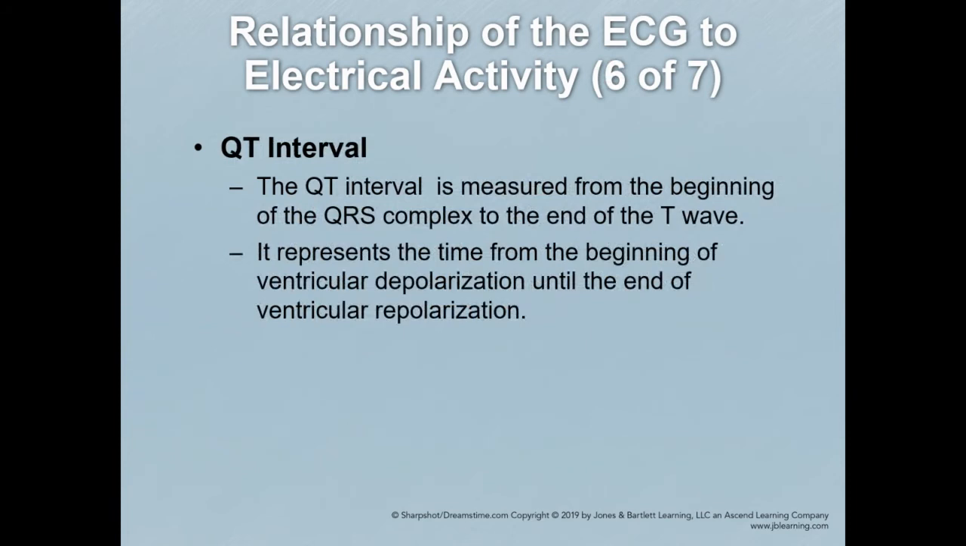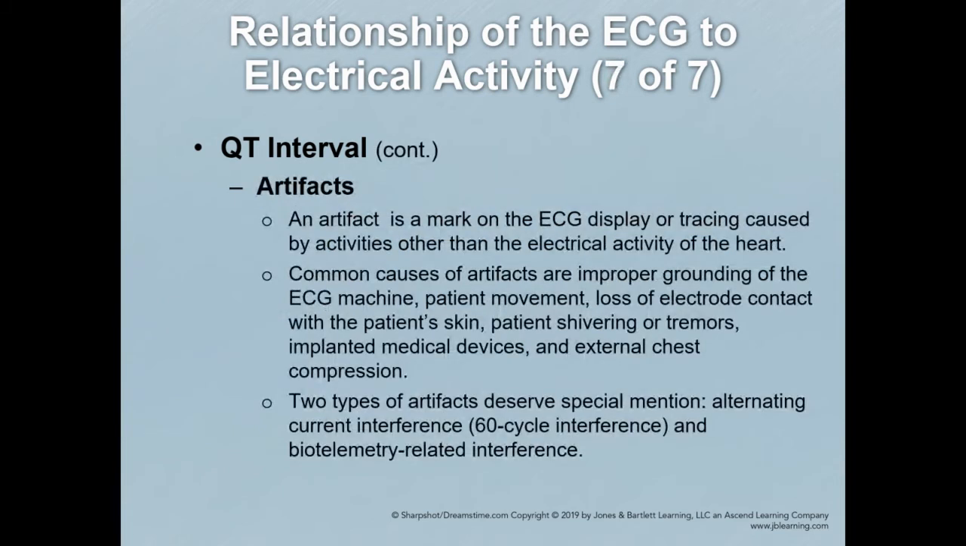And then we have the QT interval, and the QT interval is measured from the beginning of the QRS to the end of the T wave. Okay, so we got our PR interval, beginning of the P wave to the beginning of the QRS, the QT interval, beginning of the QRS to the end of the T wave. And that represents time from the beginning of ventricular depolarization until the end of repolarization. Basically, the time it takes everything to fire and reload.